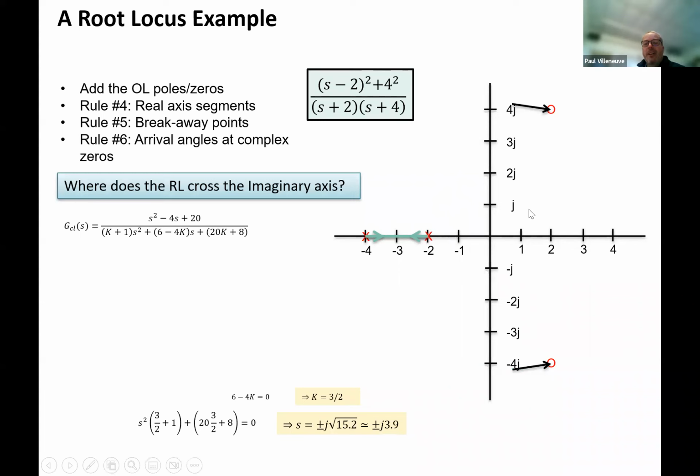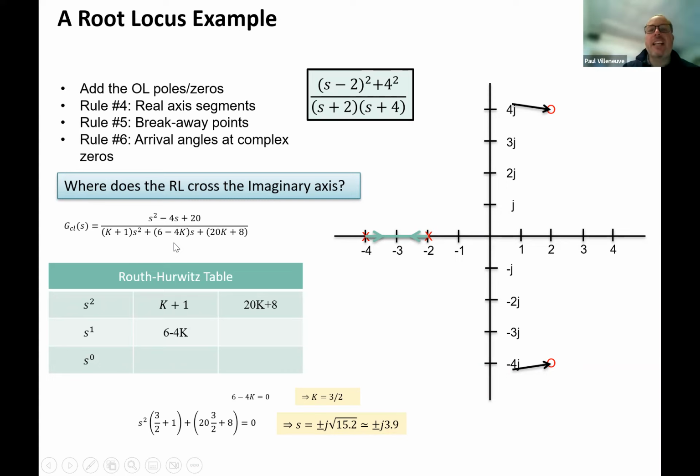Now, the only other thing I'm going to do is figure out where it's going to cross the j omega axis. So I'm going to do my Routh-Hurwitz approach. So here's my Routh-Hurwitz table. Remember that the Routh-Hurwitz has to be done for the characteristic equation, so that has to be done for 1 plus kGH. I don't care about the numerator, I just care about the numerator of the denominator. So that's going to be s squared plus 6s plus 8.